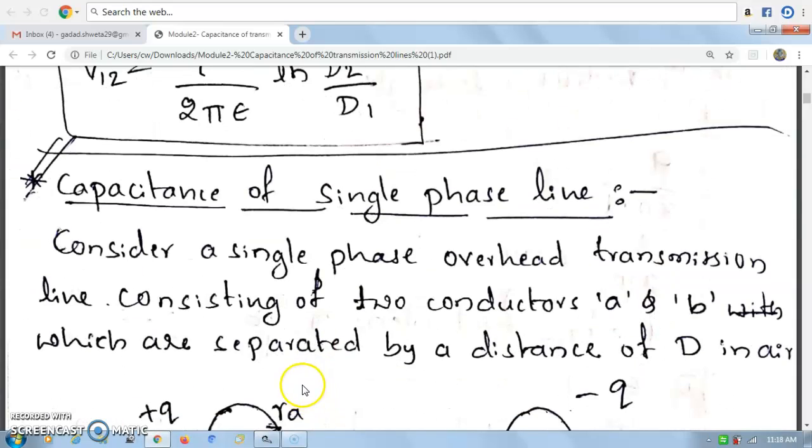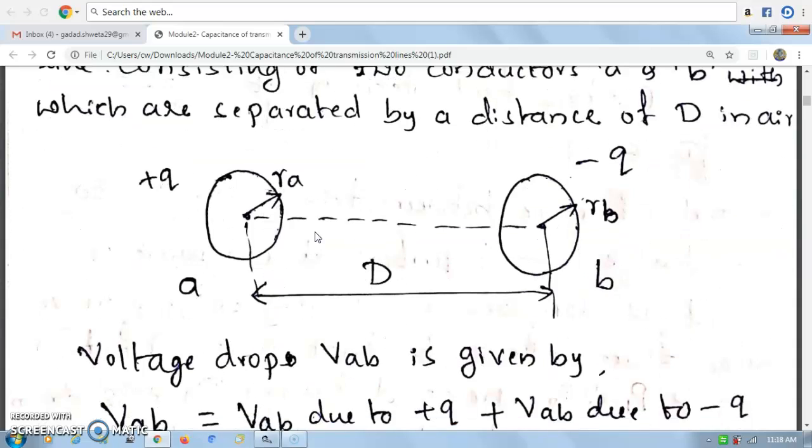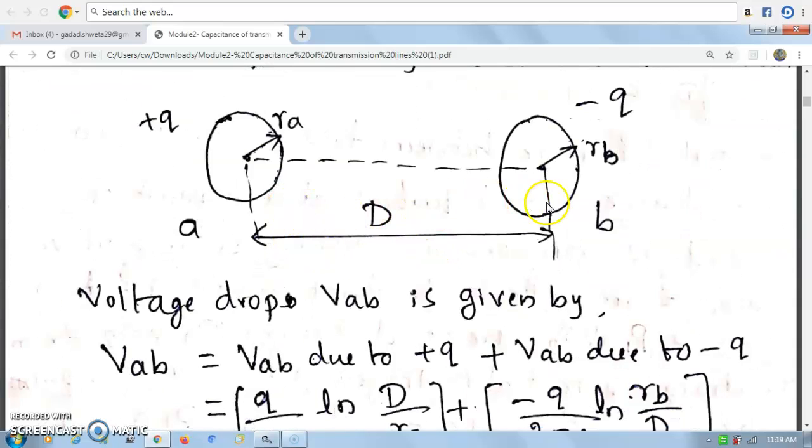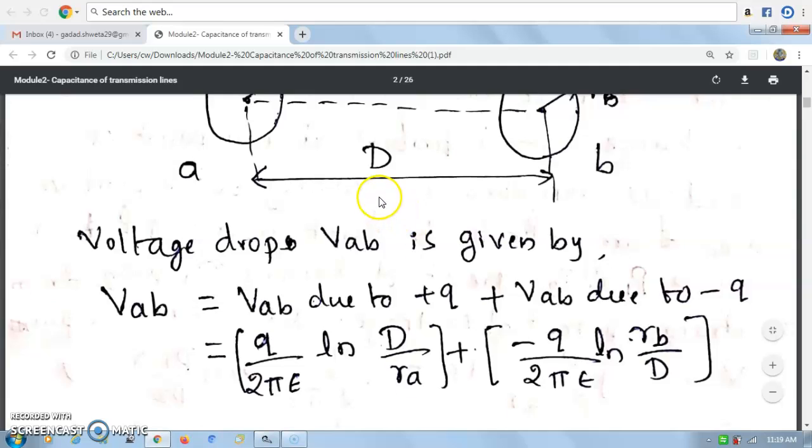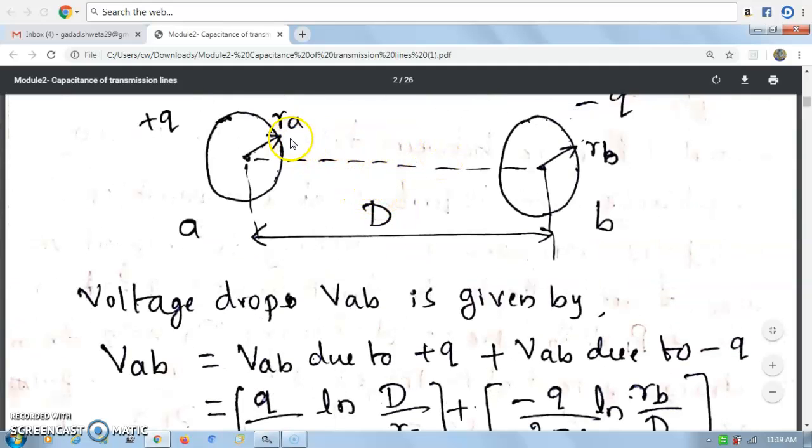Okay. Next, the capacitance of a single phase line. See, the capacitance between two conductors of a two-wire line is nothing but the charge on the conductors per unit of potential difference between them. So we can express capacitance C is equal to Q divided by V: the charge of that conductor divided by the potential between the two. Q divided by V is equal to C. Right. Here consider a single phase overhead transmission line consisting of two conductors, say conductor A and conductor B, which are separated by a distance capital D.